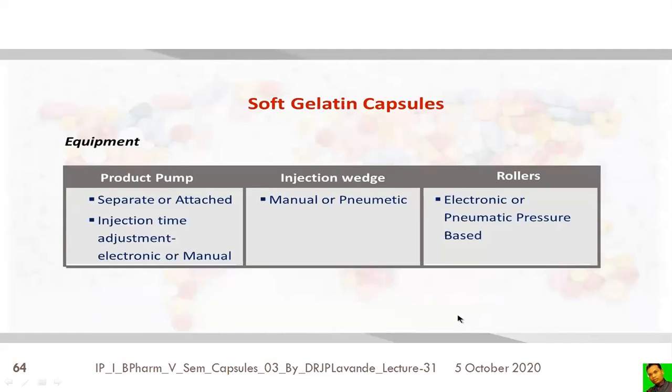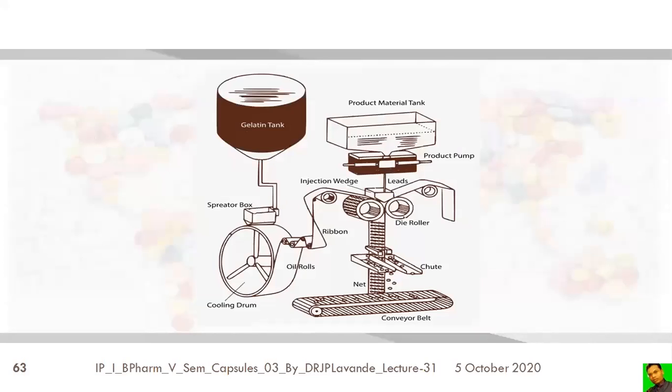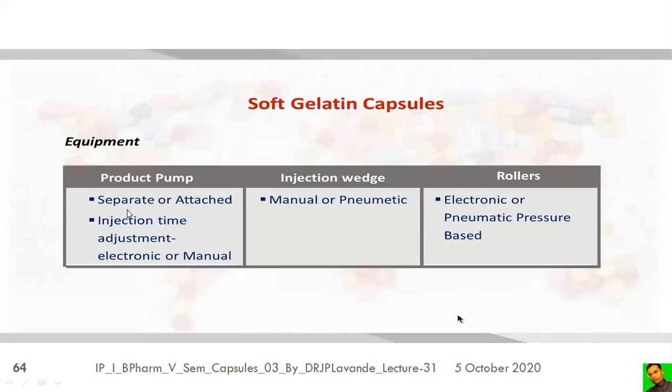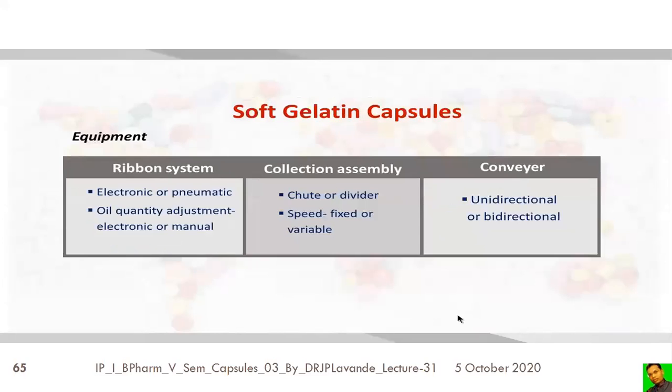In the soft gelatin capsule machine, there are different components: the product pump, injection wedge, and the roller. These are the injection wedge, these are the rollers, and this is the product pump. The product pump may be either attached or separate. The injection time adjustment might be operated manually or electronically. The injection wedge is manual or pneumatic; pneumatic means the injection is done with the help of air. And the rollers may be electronic or pneumatic pressure based.